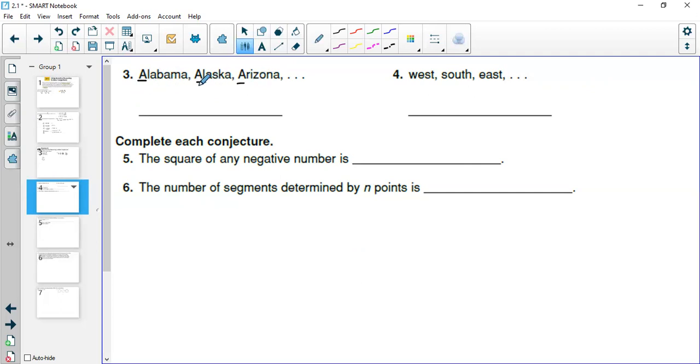If you check on the internet, you will definitely get the fourth state. Any idea what the fourth state is going to be?